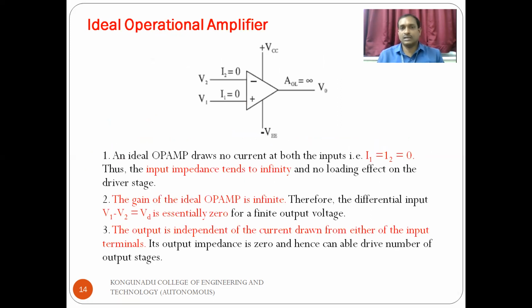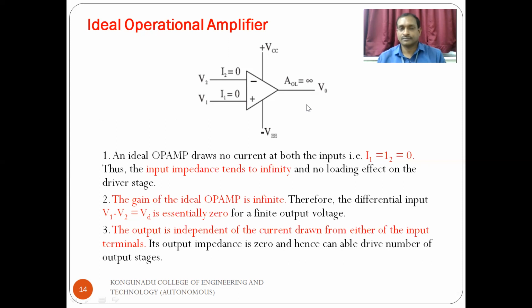Next, the ideal operational amplifier. It consists of two inputs, V1 and V2. V2 is connected to the non-inverting terminal, V1 is connected to the inverting terminal. Here I1 is equal to 0, I2 is equal to 0. This is one of the main characteristics of the ideal operational amplifier. Input current I1 equals I2 equals 0. The gain of the ideal operational amplifier is infinity. So A_OL, the open loop gain of the ideal operational amplifier, is equal to infinity.